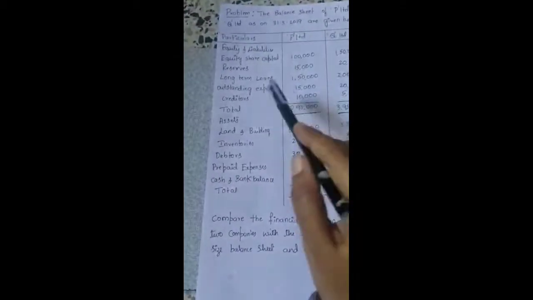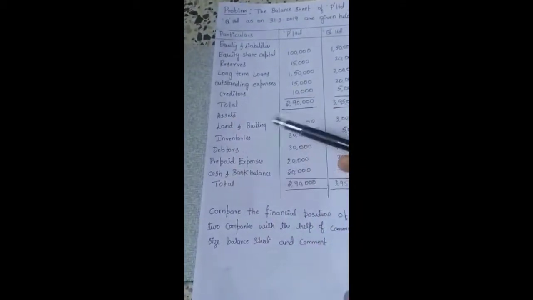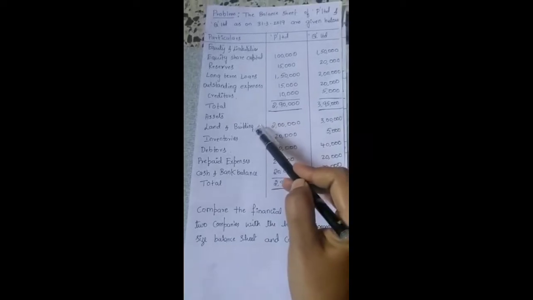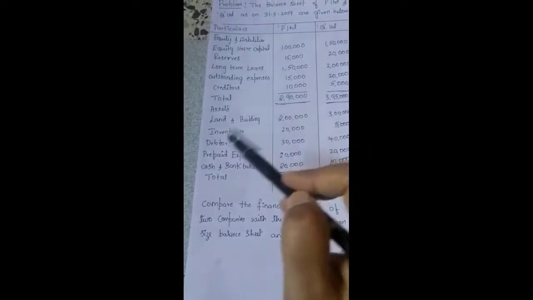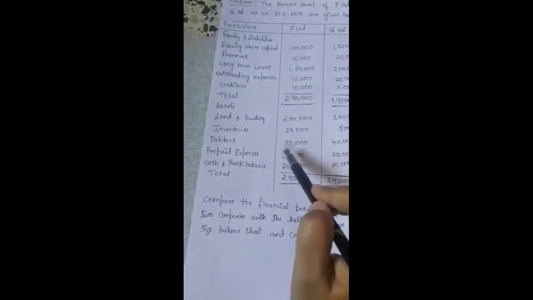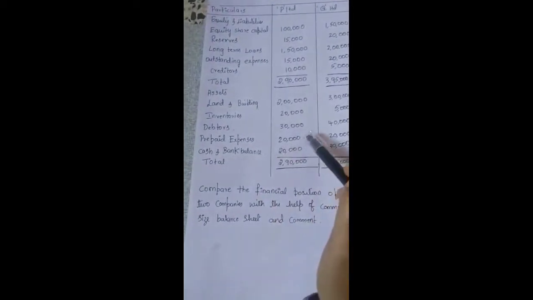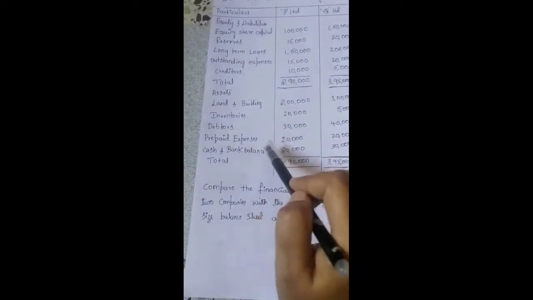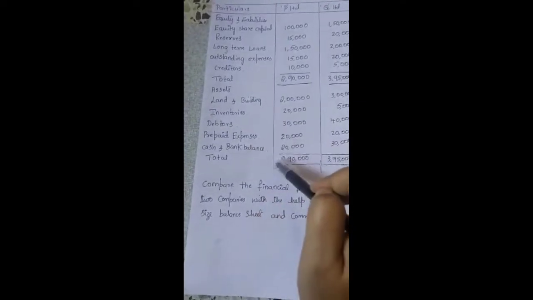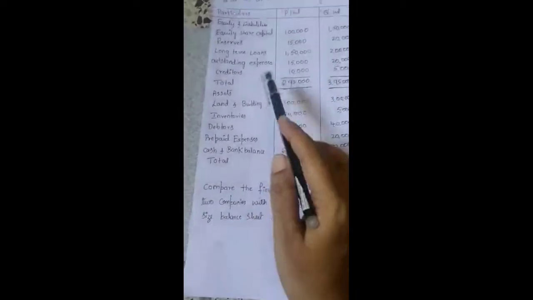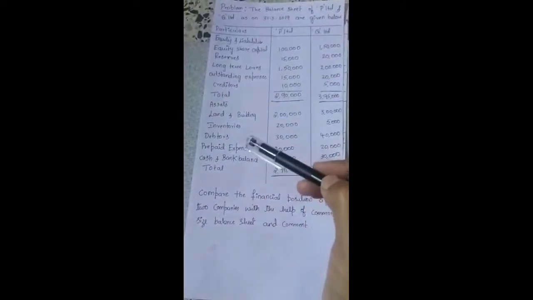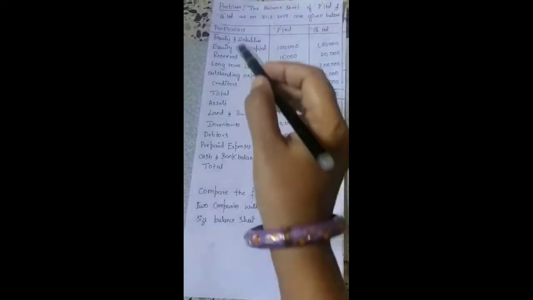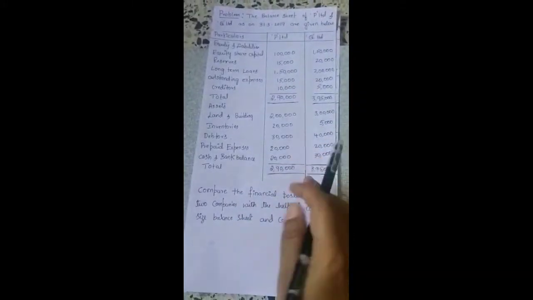After recording all the liabilities, we'll next record assets. Land and building will come under non-current assets. Inventory will come under current assets. Debtors will come under current assets. Prepaid expenses will come under current assets. Cash and bank balance will also come under current assets. So after recording the items in the same order as in the comparative statement, you will record all the amounts of that particular company.